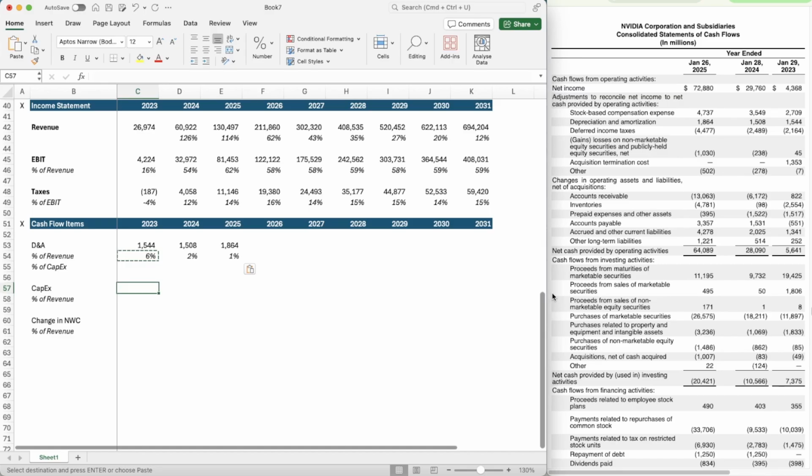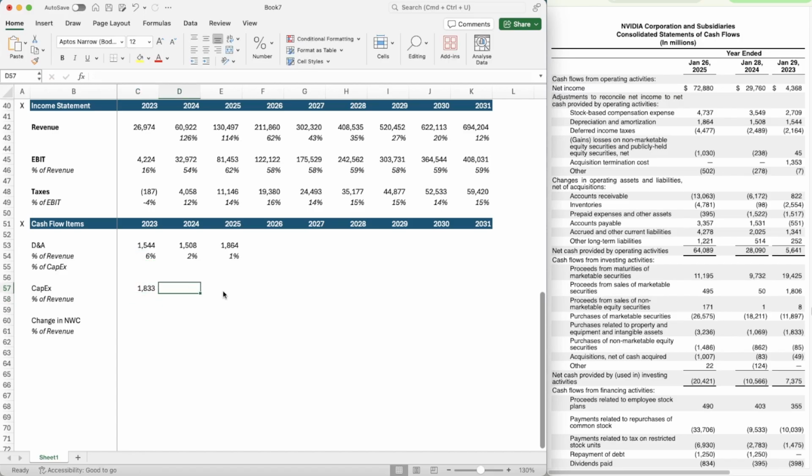And capex, where is it? This one. 1833, 1069, 3236. We want that as a percentage of revenue. Sometimes it's good to know what your depreciation is as a percentage of the capex.